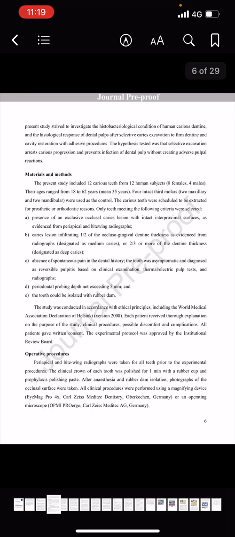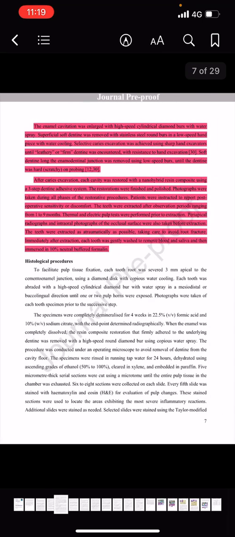The teeth were extracted after an observation period ranging from 1 to 9 months. Thermal and electric pulp tests were performed prior to extraction. Periapical radiograph and intraoral photograph of the occlusal surface were also taken before extraction. The teeth were extracted as atraumatically as possible, and immediately after extraction, each tooth was gently washed to remove blood and saliva, and immersed in 10% neutral buffered formalin.